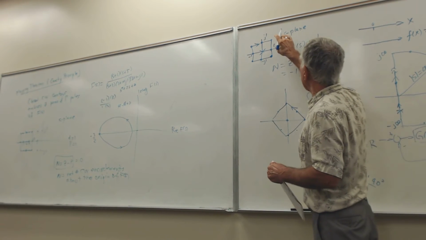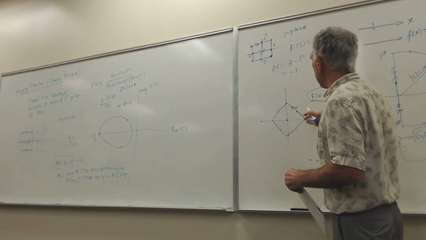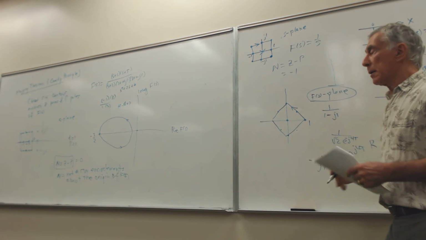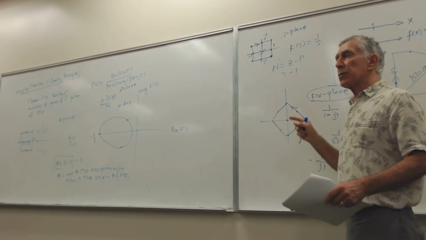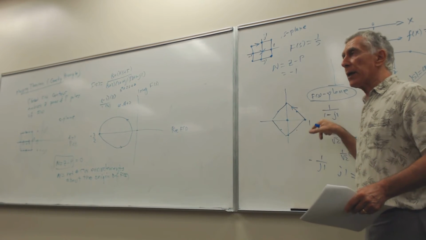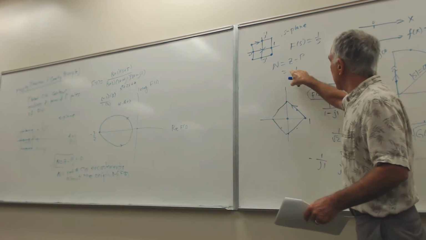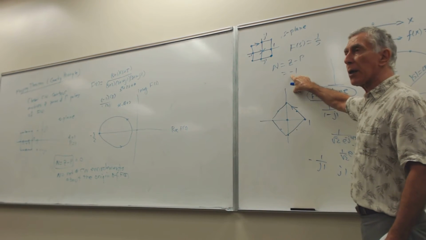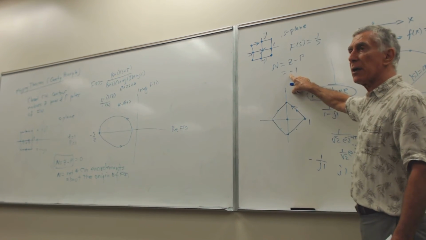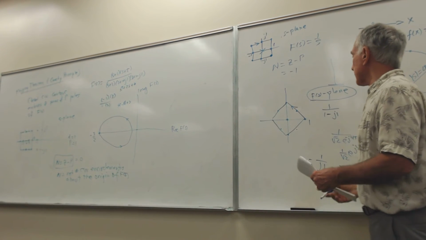So we map from the S plane to the F of S plane. How many encirclements of the origin do we have? It's one, and it's counterclockwise. You can see it's counterclockwise, and this predicts that it's counterclockwise. You get one counterclockwise encirclement because it's negative. Okay.